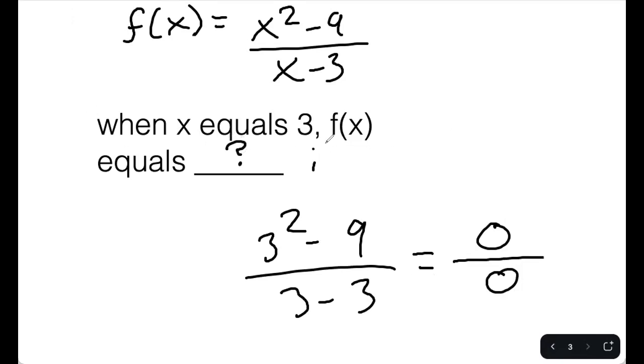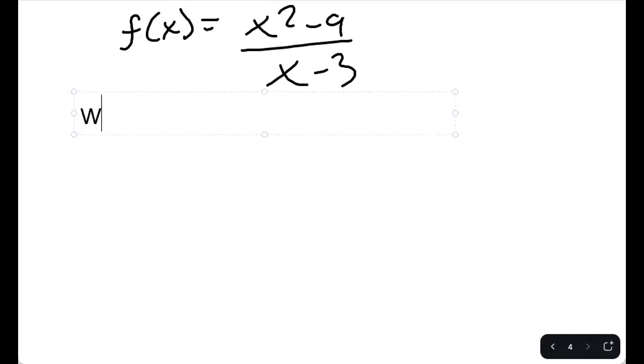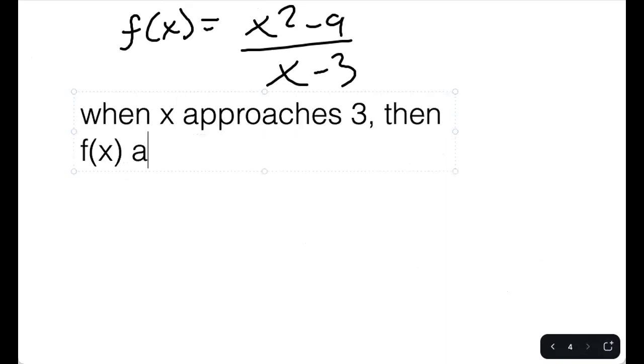0 in the denominator means undefined. You can't divide by 0. Now, let's talk about approaching. When x approaches 3, what does f of x approach?